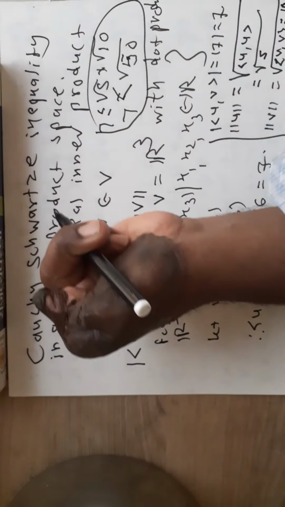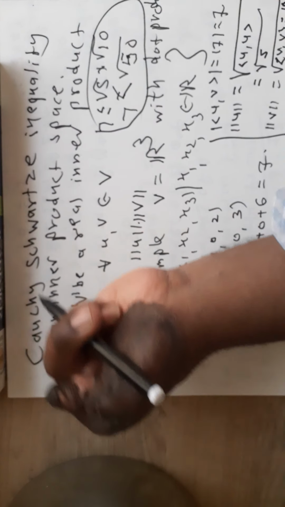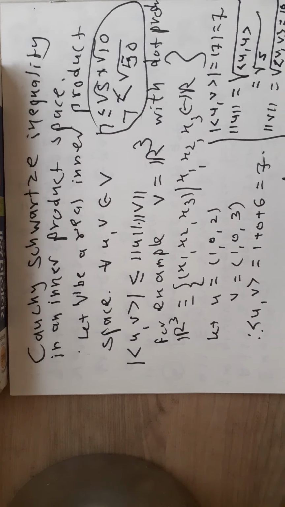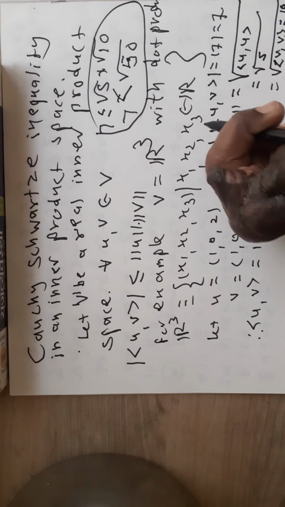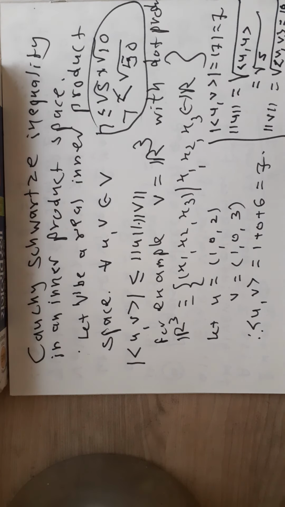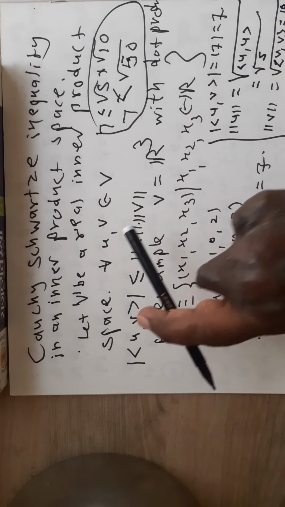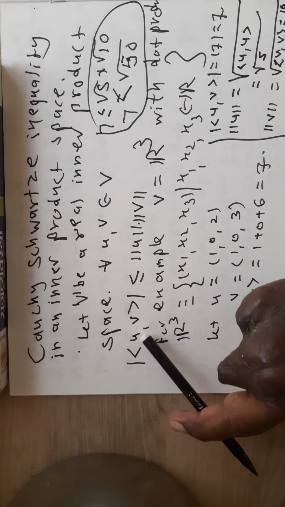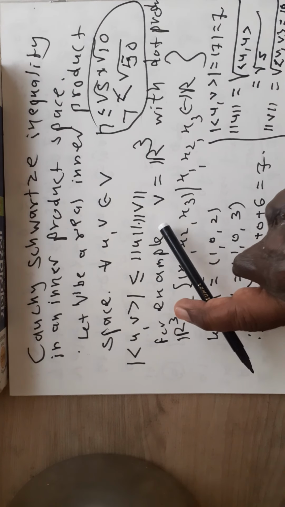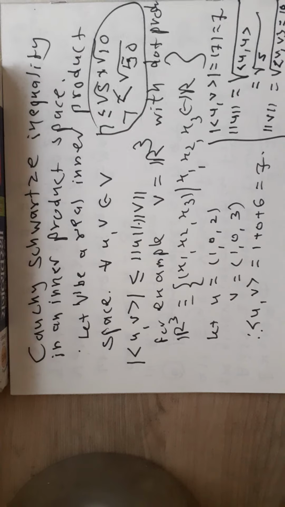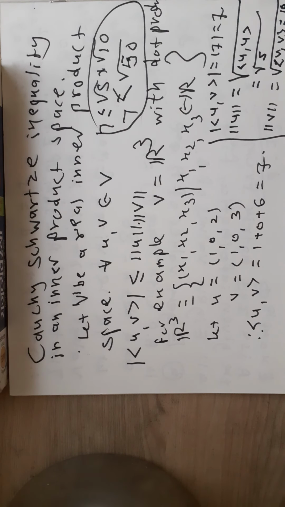Here, what is the Cauchy-Schwarz inequality? If V is an inner product space, then the Cauchy-Schwarz inequality states that for all u, v belonging to V, the modulus of angle bracket u comma v is less than or equal to the norm of u into the norm of v. Here we explained one example.